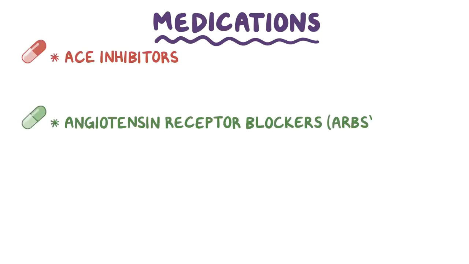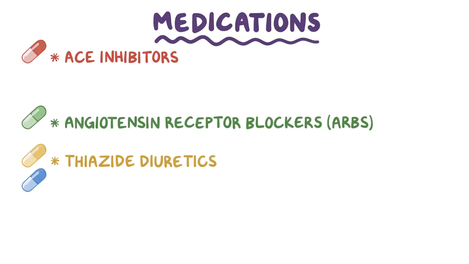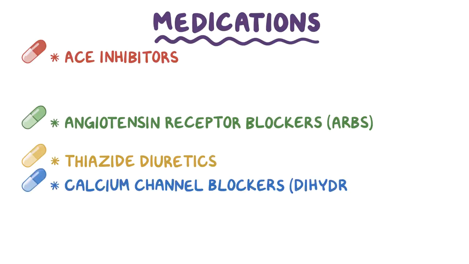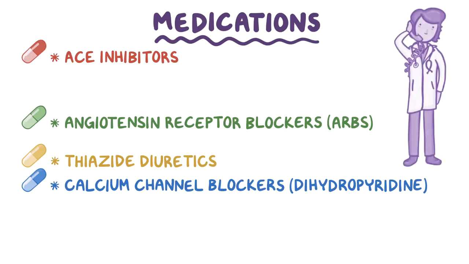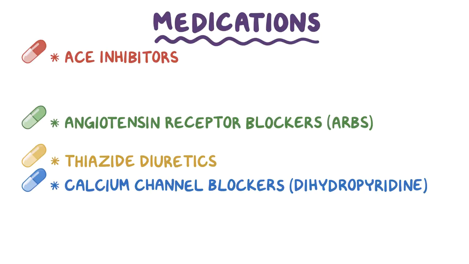There are 4 main classes of medications that are used to treat hypertension: ACE inhibitors, angiotensin receptor blockers or ARBs, thiazide diuretics, and long-acting calcium channel blockers like dihydropyridine. There is a lot of variability in terms of how individuals respond to different medications, so it's important to follow up to see how the medications are working. Usually, therapy begins by choosing one medication.